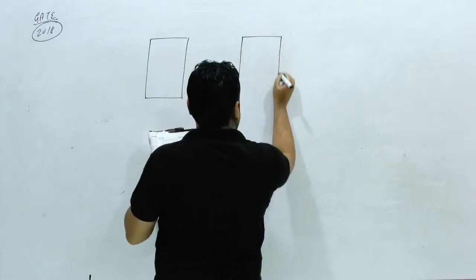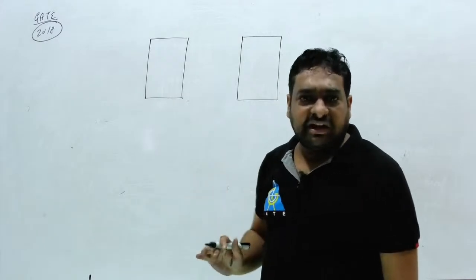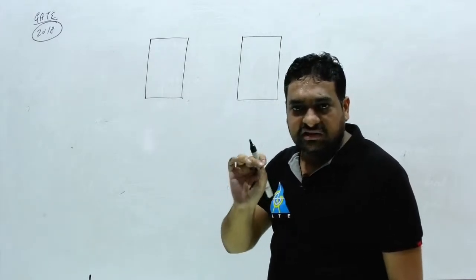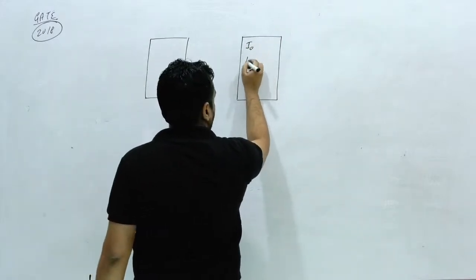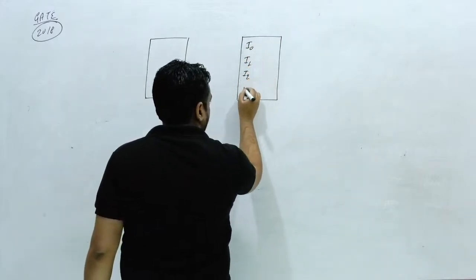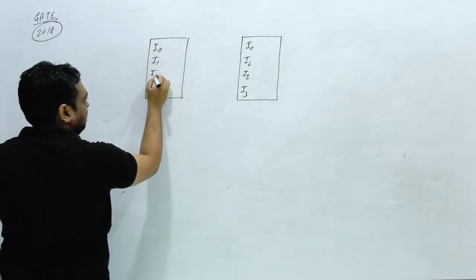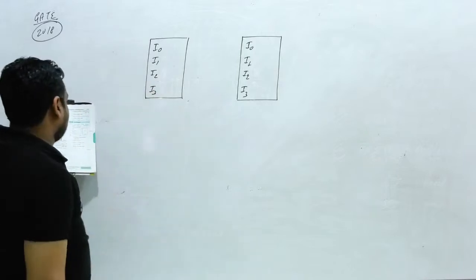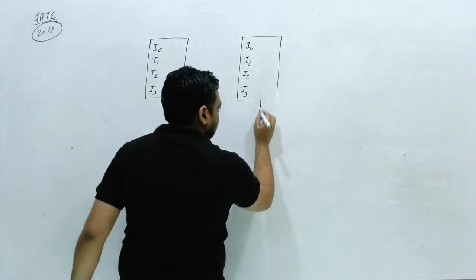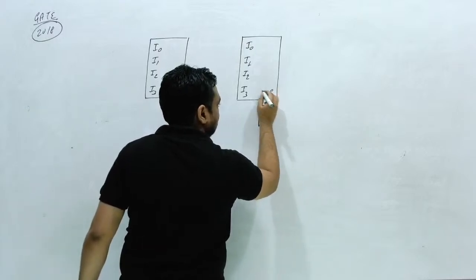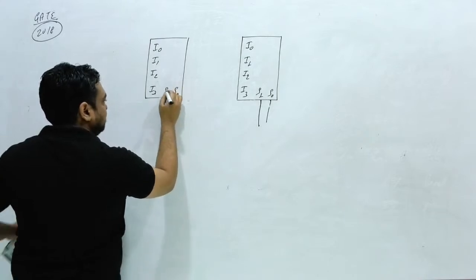Two multiplexers are given. Now, you can see, they are not going to ask you a single multiplexer question. Generally they ask two multiplexers questions. Here this is I0, I1, I2 and I3. These two multiplexers are given, both 4x1 and 4x1. Here two selection lines, S0 and S1.